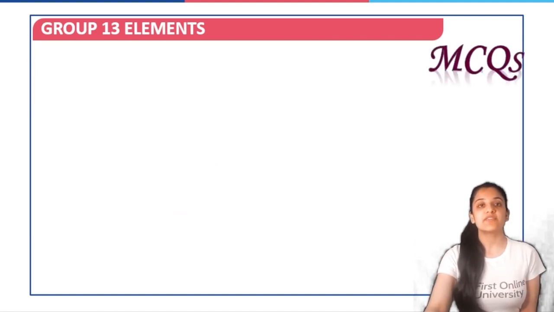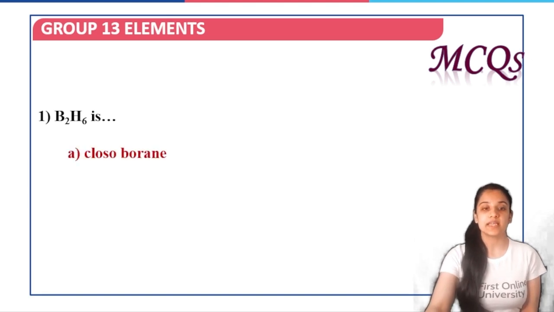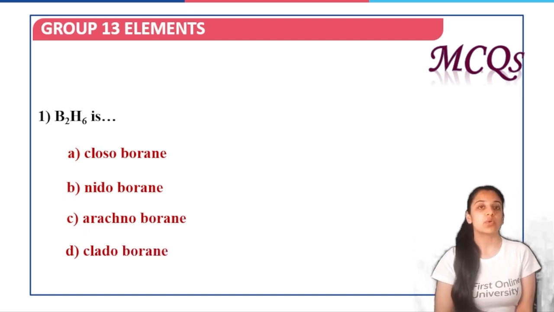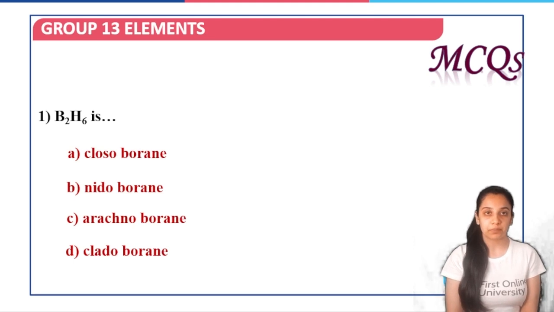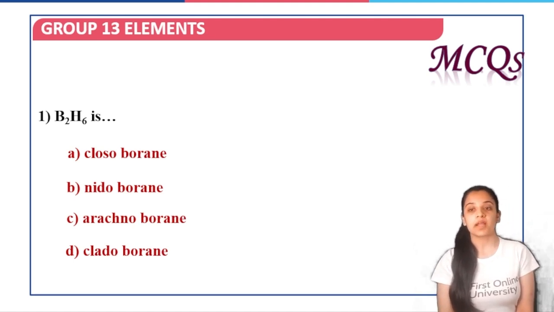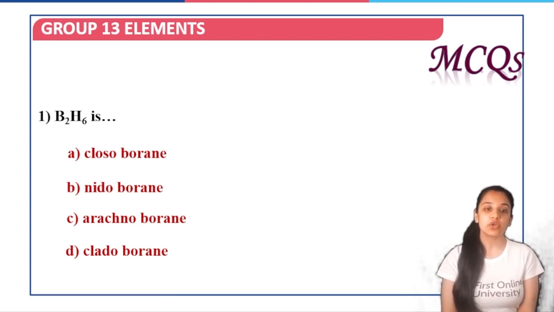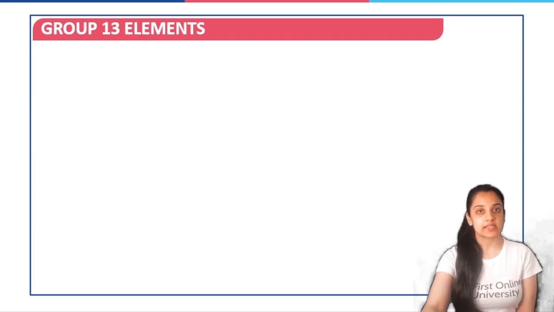Now, based on this, let's have a look at a few MCQs. B2H6 is closoborane, nidoborane, arachnoborane, or cladoborane. We have discussed nido and arachnoboranes, which are the important components of boranes. Out of that also, if we look at the formula, since n is equal to 2 here, when we put n equals 2, then 2 plus 4 is giving me 6. So plus 4 means we are talking about nidoboranes. So option B is the correct answer.